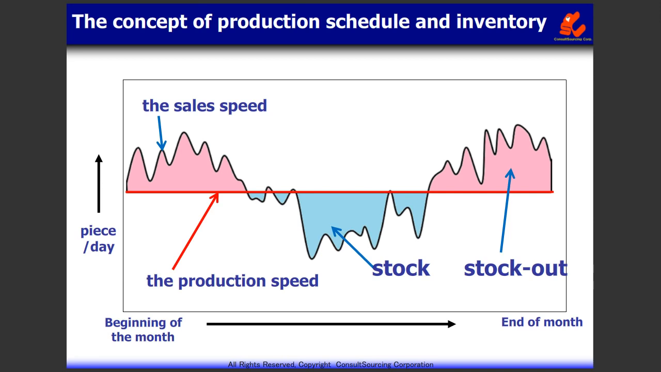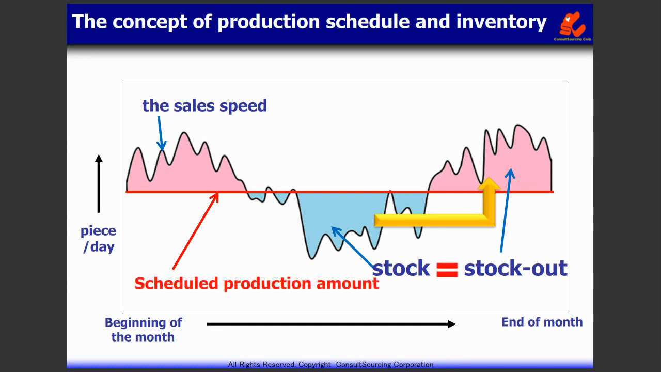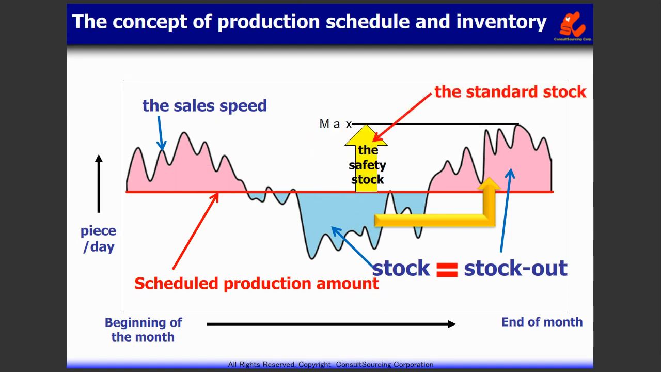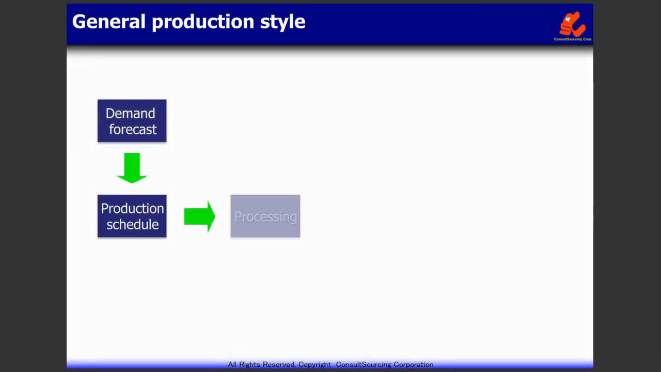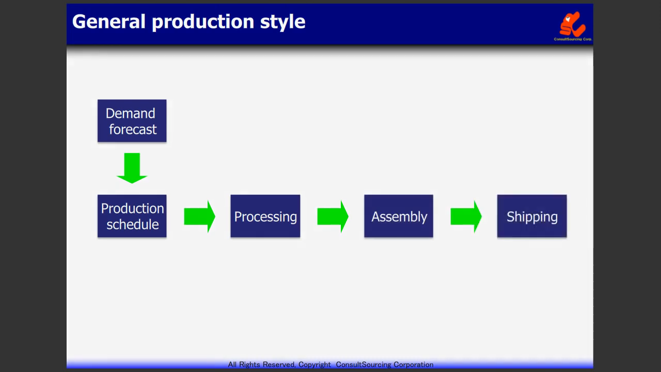So, we will have to accumulate the inventory when the sales speed drops. When the sales speed increases and the production speed cannot catch up, we will use the accumulated inventory. Having stock allows you to respond to the fluctuation of the sales speed. In a production schedule, we set the production amount to make sure that the volume of inventory and stockout is equal. The maximum difference of the production speed and sales speed becomes the safety stock. In production control, we consider the safety stock as the standard stock and control the production so that the standard stock is always maintained.